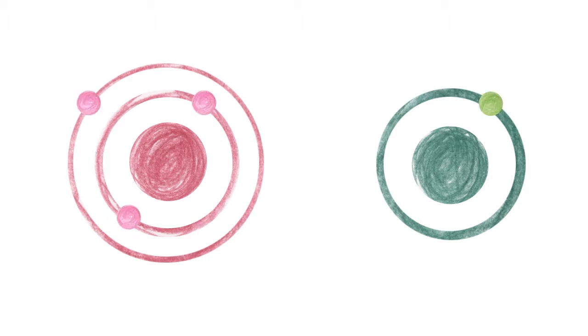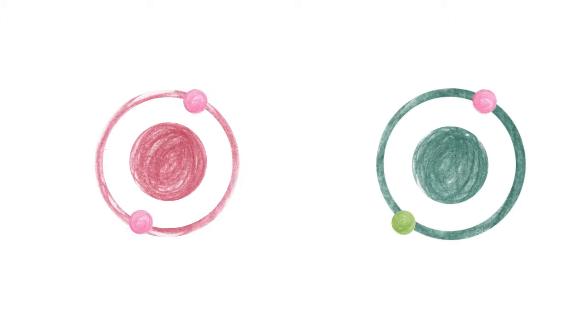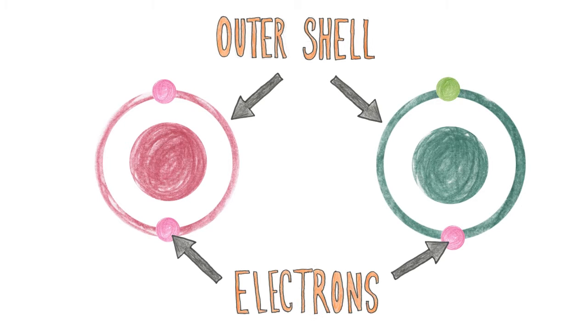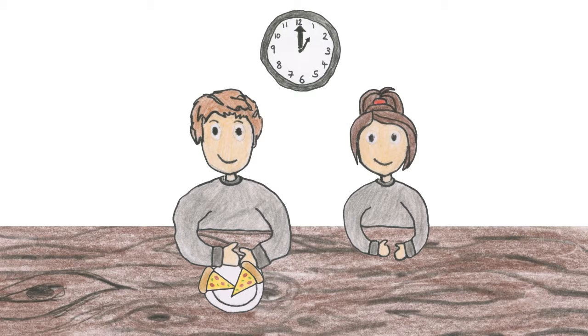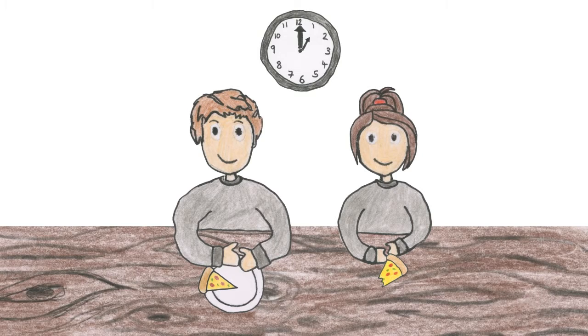In ionic bonding, one or more electrons are transferred from one atom to another, so that all the atoms end up with a full outer shell of electrons. Think of it like this. It's lunchtime at school today, and Simon is sitting next to Claire. He notices that Claire has forgotten her lunch money today, and so he gives her a slice of his pizza. This is how it works with ionic bonding.